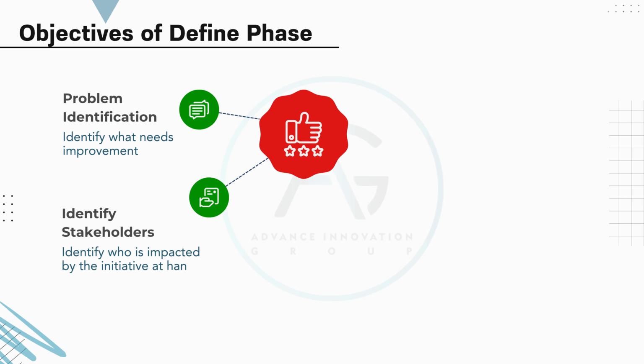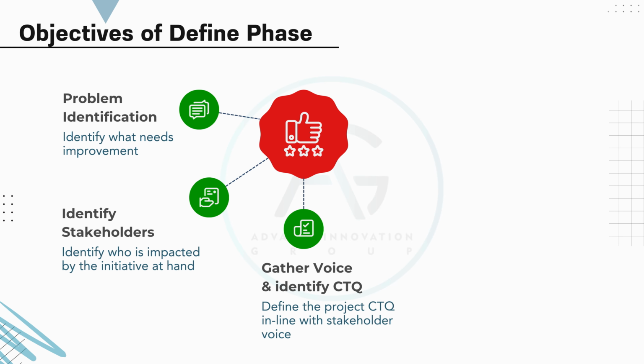Identify stakeholders. Next, we determine who will be impacted by this initiative. These could be customers, employees, or business units. Knowing our stakeholders ensures we align the project with their needs. Gather voice of customer and identify CTQs. CTQ stands for Critical to Quality.